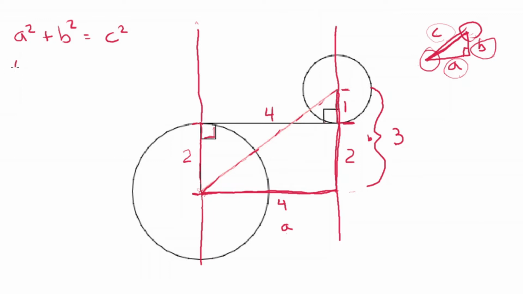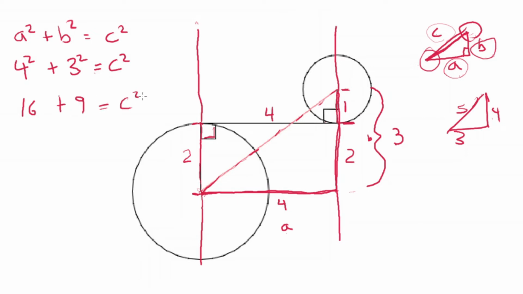So that's 4 squared plus b, which is 3, so we'll square that, and that's going to equal c squared. Now, some of you might remember there's this thing that's a 3, 4, 5 triangle. Whenever you have a 3 here and a 4 here, you can just memorize that's always a 5. That's a special super triangle. But let's say you didn't remember that. That's fine. We'll say 16 plus 9 equals c squared.